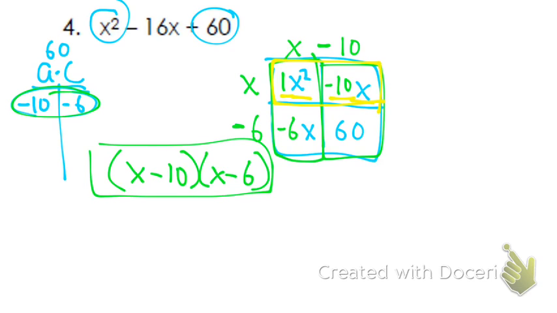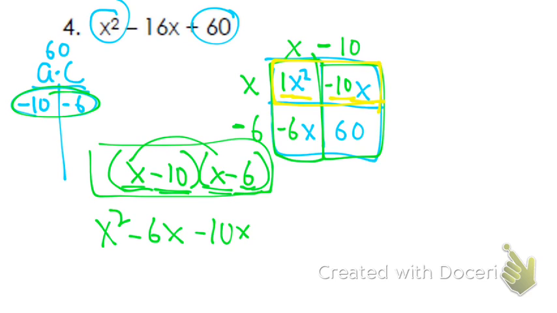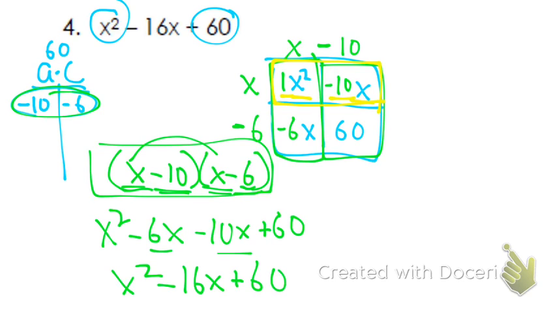And if I redistributed that all using FOIL, I should be able to get where I started. So the first is x squared. And then I have the outside, which would be here and here, which would be negative 6x. Inside, which would be negative 10x. And then last, which would be positive 60. When I add my middle terms, I get this, which is exactly where I started up here.